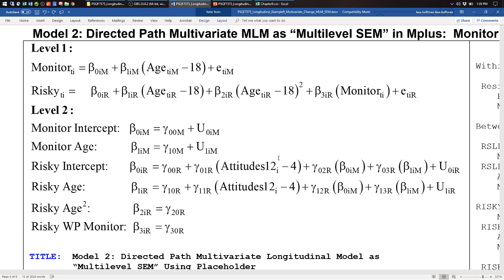Similarly, monitor intercept, monitor age is exactly as before, but now I am introducing in the risky lines the idea that I want the monitoring slope and intercept to predict those things. So the betas themselves show up as predictors. The intercept and the slope for monitoring each predict the intercept and the slope for risky behavior.